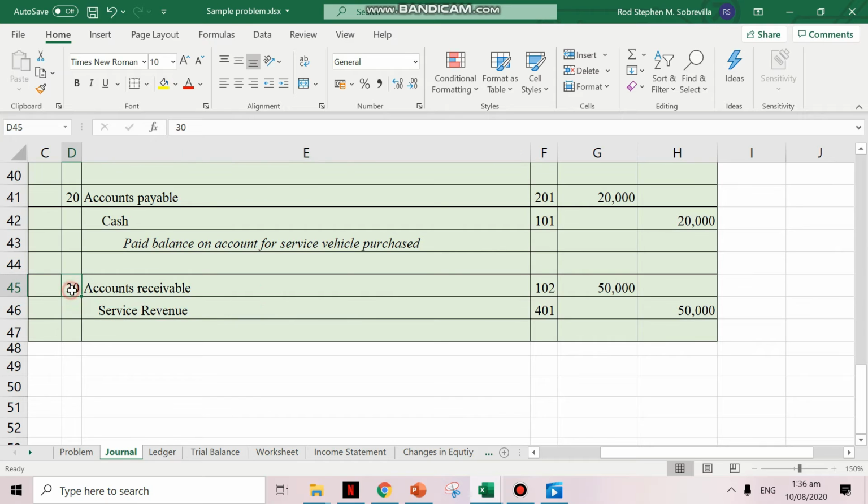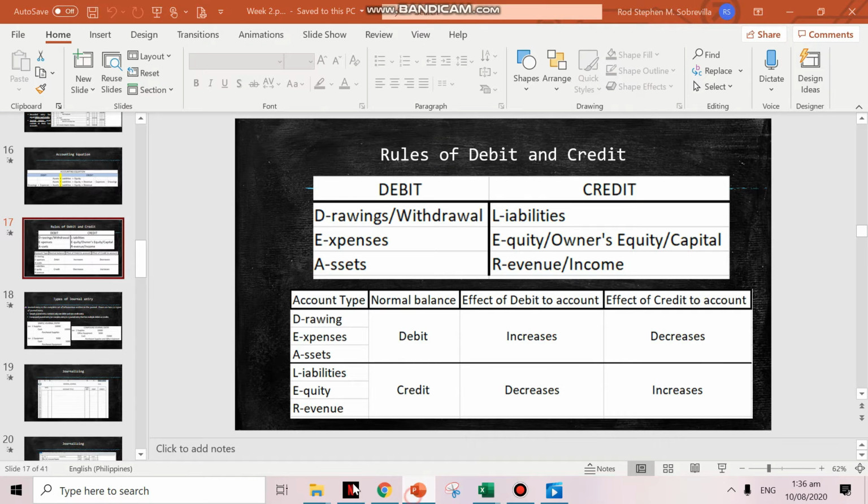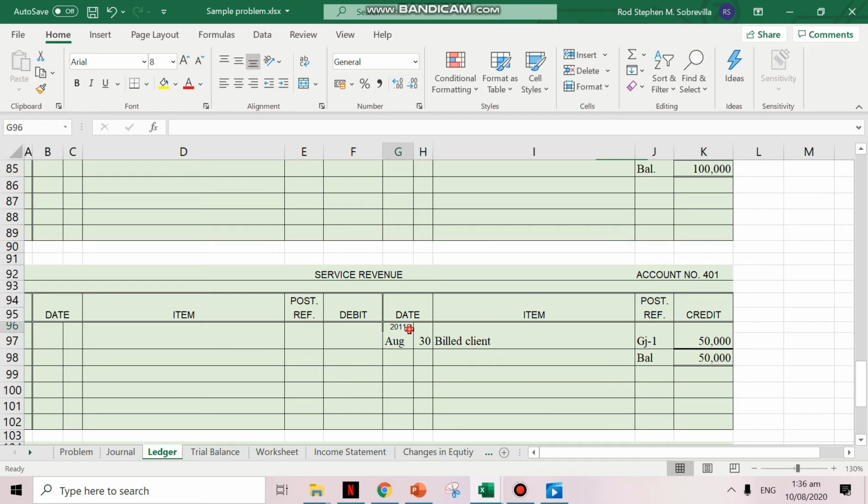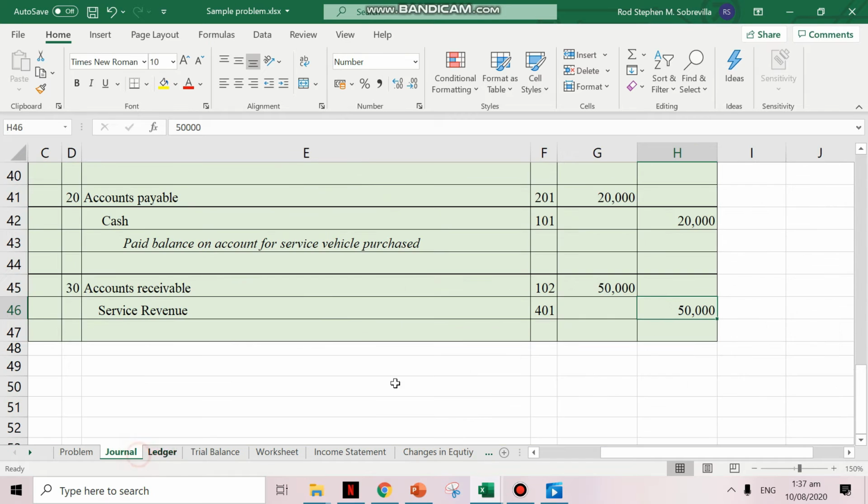Kunin yung date, then credit sa 50,000. So, mali. Sabi natin yan, service revenue, year, month, date, simple explanation, 50,000 credit right side, then kung saan galing, tas post natin yung account number na 401, and yan. Tapos na ang posting natin.